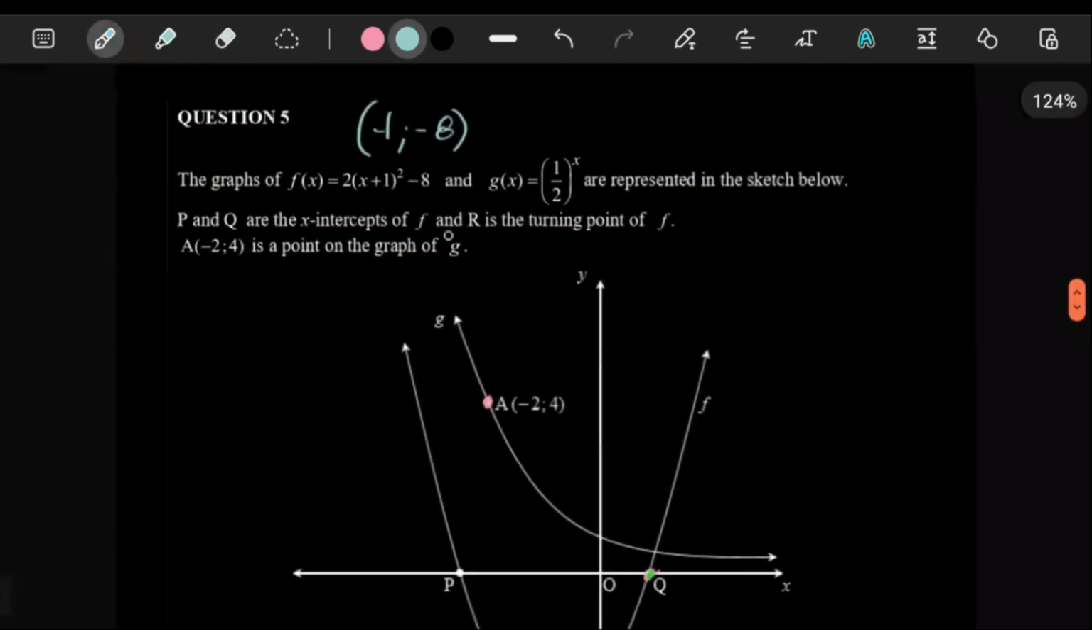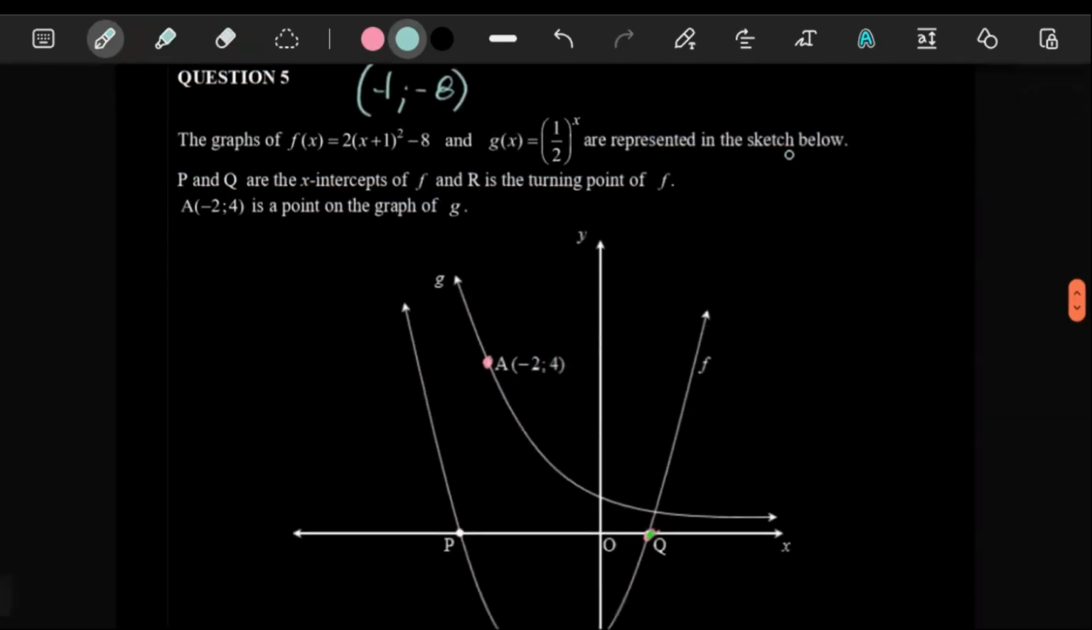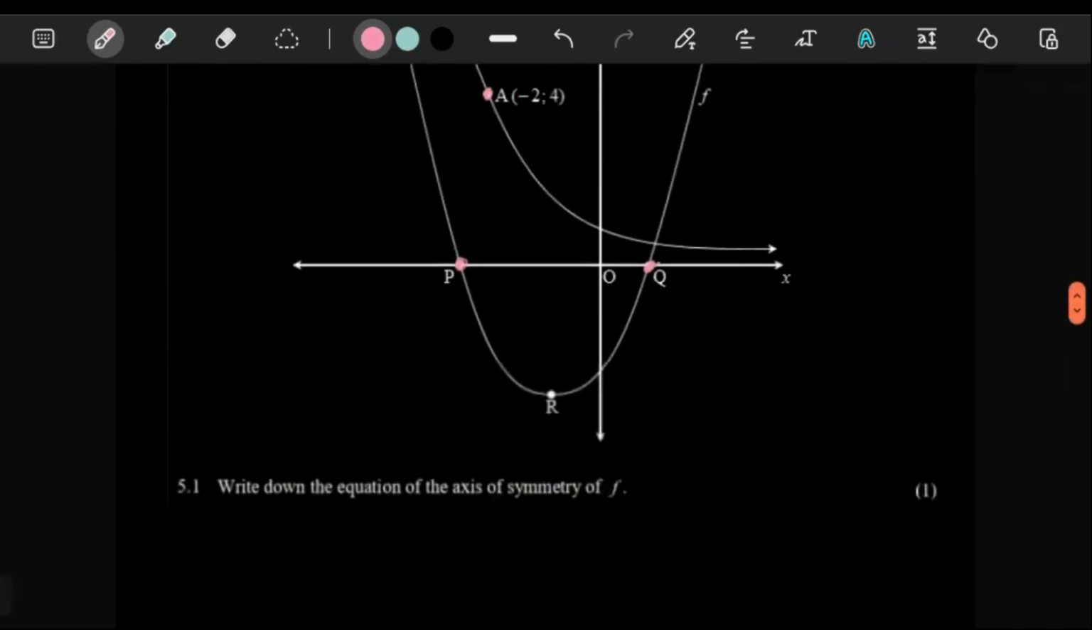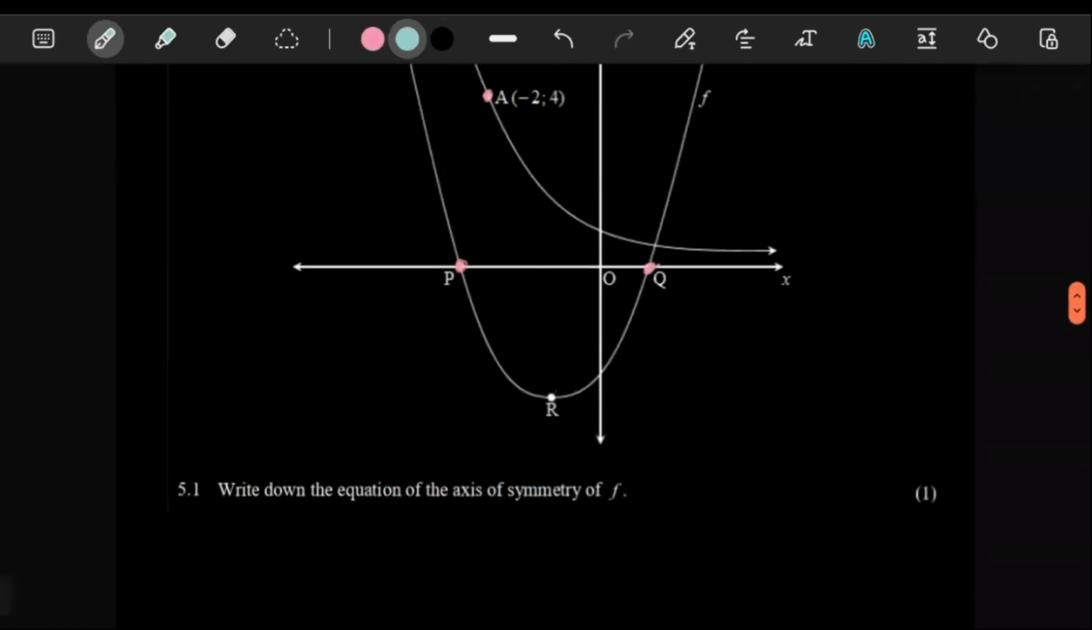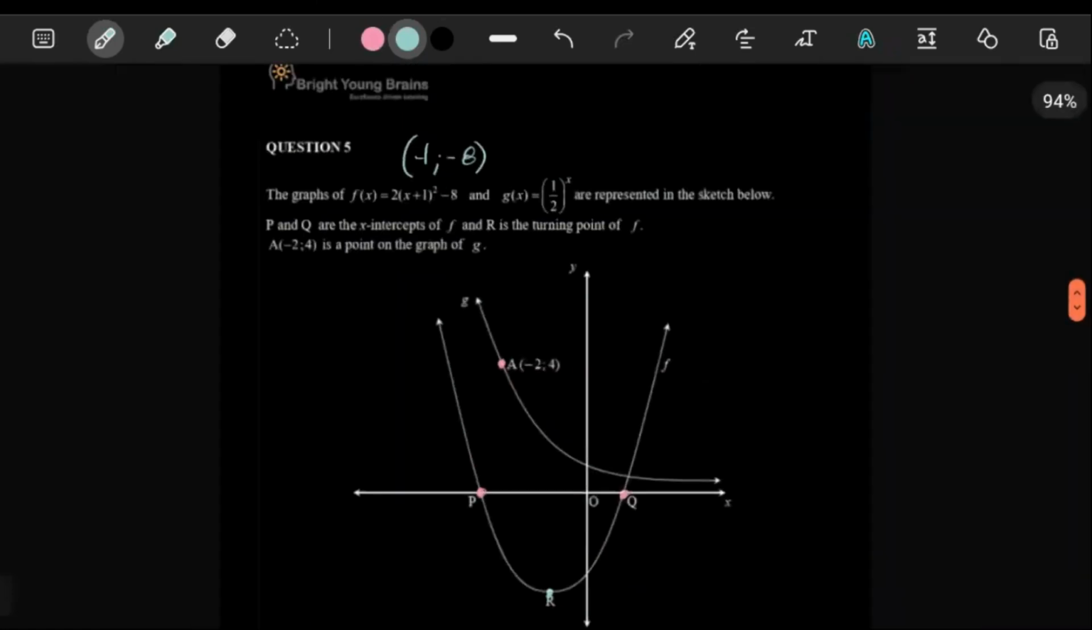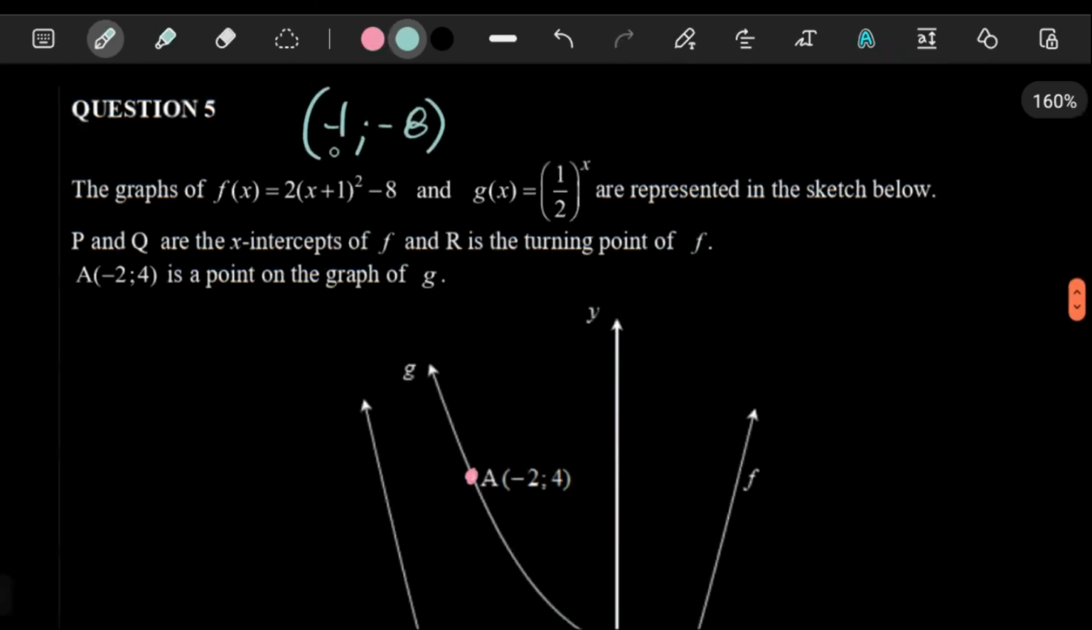They say these two graphs are represented in the sketch below. And then they say P and Q. There is P over here. There is Q over here. These are the x-intercepts of f, and R is the turning point of f. So there's R over here. We already know what the coordinate of R is. It's going to be -1 and -8.